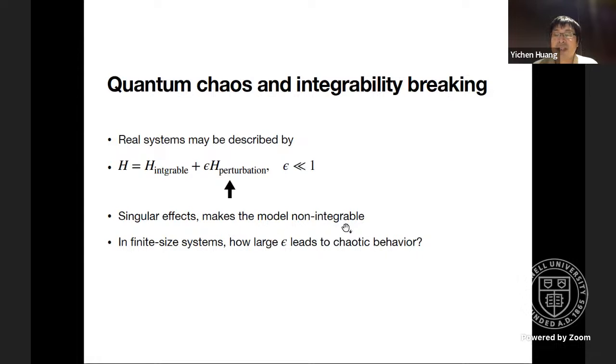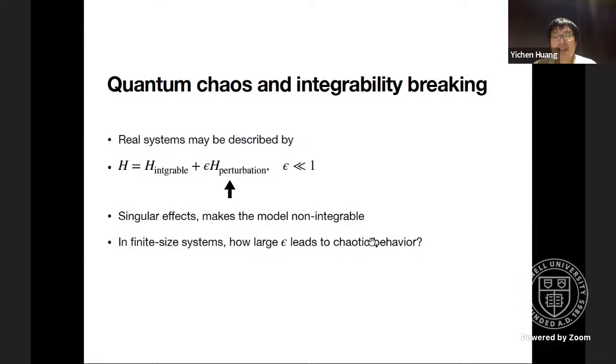For instance, in integrable systems, in many cases, we have ballistic transport with divergent conductivity. But when we have some perturbation to make it non-integrable, then the transport might become diffusive, so that the conductivity becomes finite. So an interesting question here is, if we consider a finite size system, how large does the perturbation have to be in order to observe chaotic behavior?